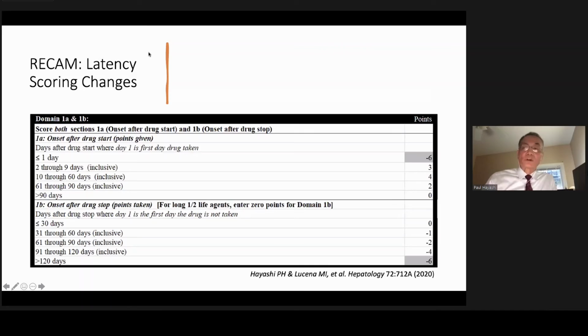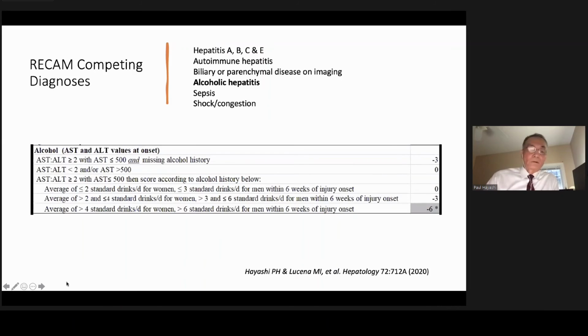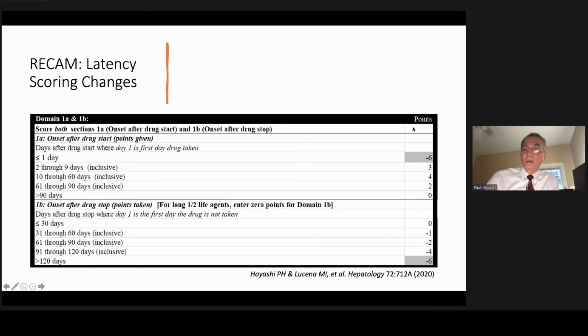So let me just show you some highlights. Latency scoring changes. This was probably the most data-driven change we made because we tried to match it against the registry cases we had. If you remember, I told you to remember back in the RUCAM, the points range from 1 to 2. We stretched that range out to match the cases we had.